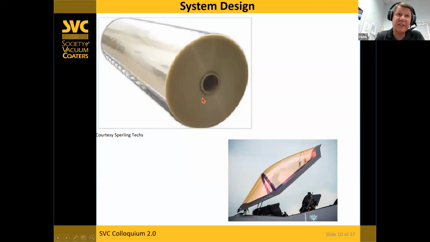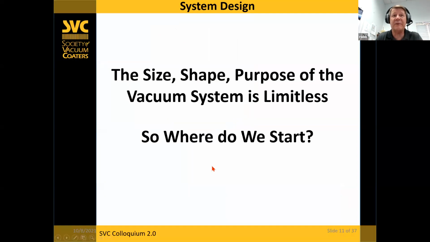Also, there are various substrates as well that people need coated, like rolls of plastic. These systems exist. They're very large systems. They're called reel-to-reel coaters. And of course, a fighter jet canopy is also a candidate for vacuum thin film coating. So you might not even have a substrate in your vacuum system. So it's very diverse. The systems that are out there, they can be tooled or arranged to do just about anything. There's endless possibilities. So where do we start?